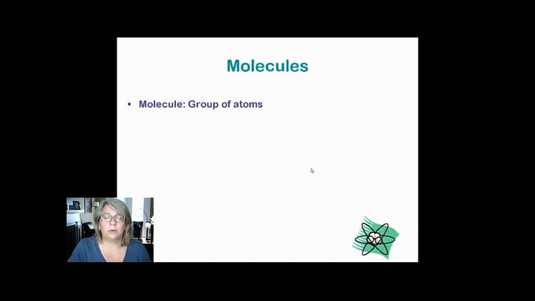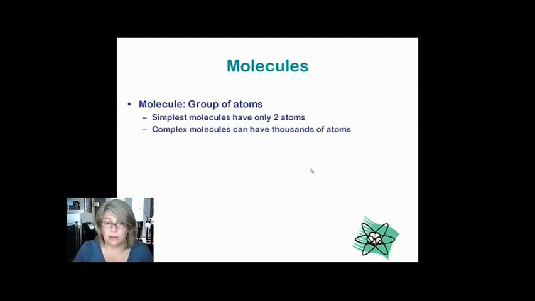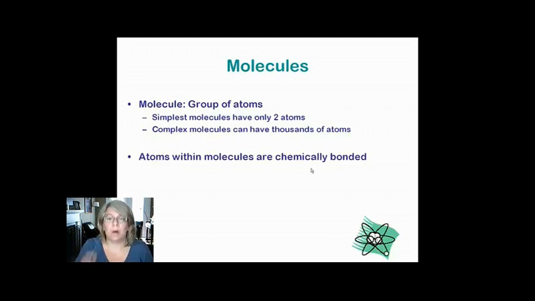A molecule is a group of atoms. It could be a relatively simple molecule having only 2 atoms. I want you to think about oxygen gas has 2 oxygen atoms bonded together. Or it could be a very complex molecule that has thousands of atoms. Now, those atoms within the molecule are chemically bonded. And that means that there is a bond that is holding them together.